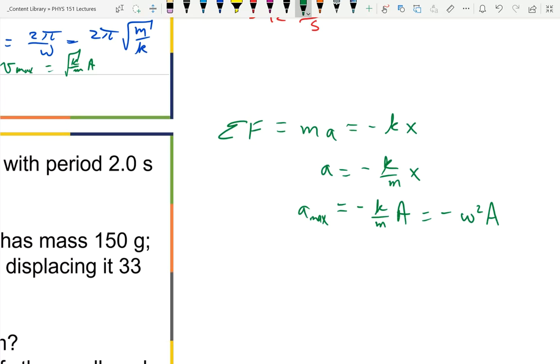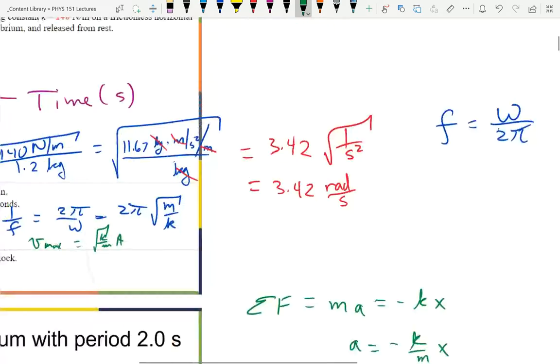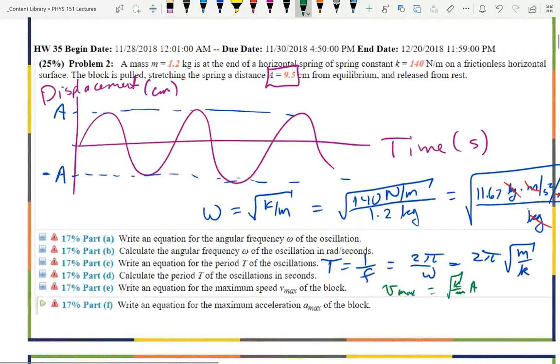Then, how is it changing over time? It's changing over time sinusoidally. So what I wrote here is a sine wave. x is equal to A, the amplitude, the maximum displacement, sine of omega t. What's the speed function?